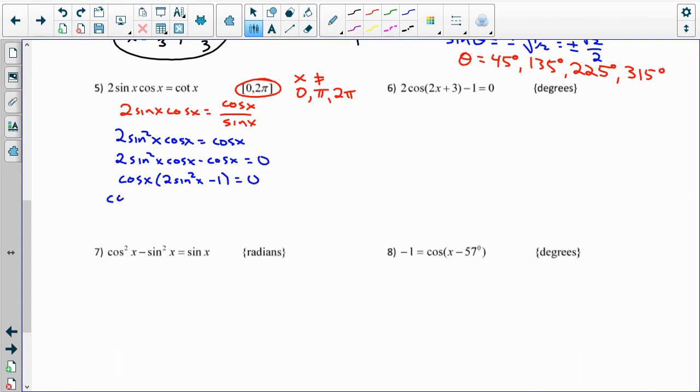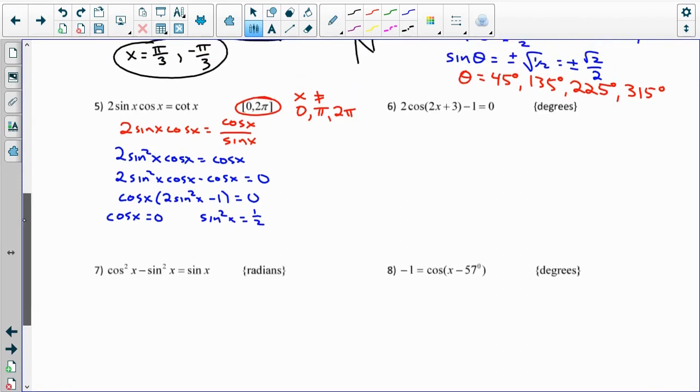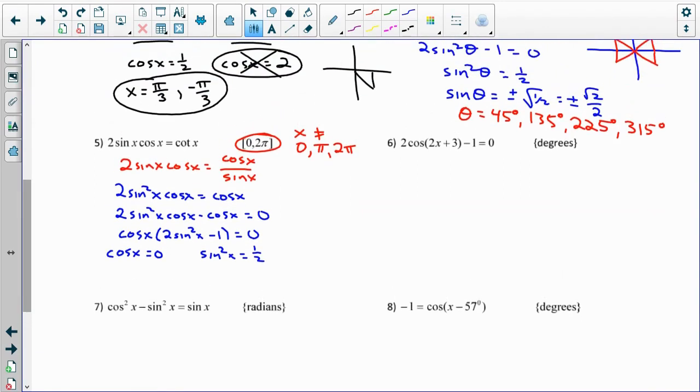And now I can set both parts equal to 0. So cosine x equals 0. And (sine squared x, add 1, divide by 2) equals 1/2. Notice that I just did sine squared equals 1/2. So I know what the answers are for that.